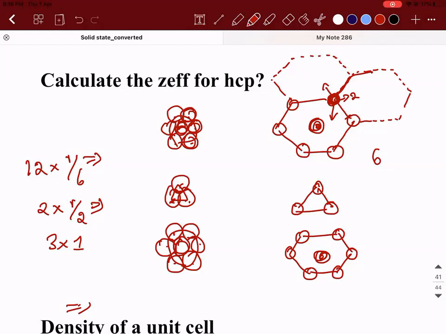Okay. Now these are 3 particles. The contribution is for only 1 unit cell. First layer, second layer, third layer means this will be in the center. The contribution will be for the 1 unit cell. Clear or not? Yes. So what happens? It will be like 2, 1, 3. So the ZF will be 6. Clear? Write it.